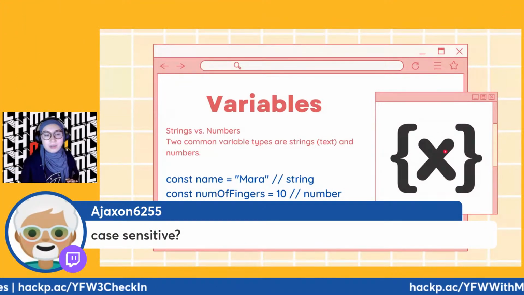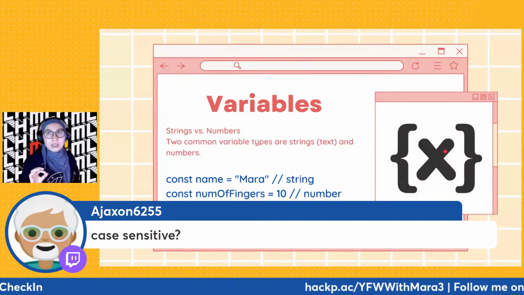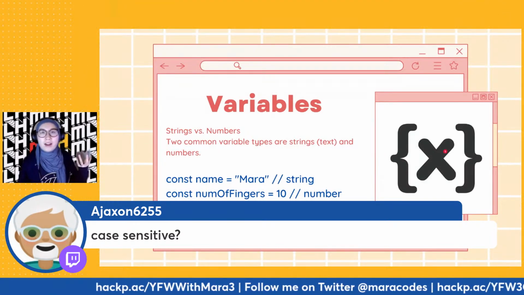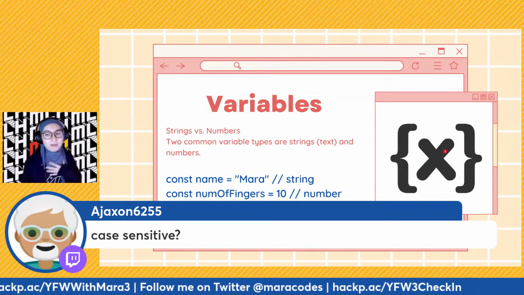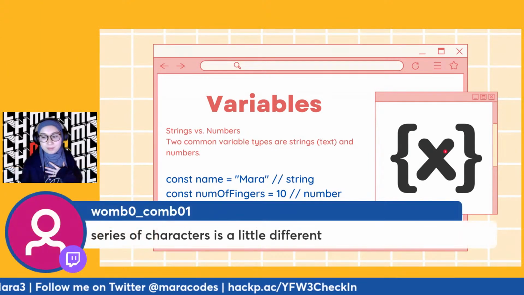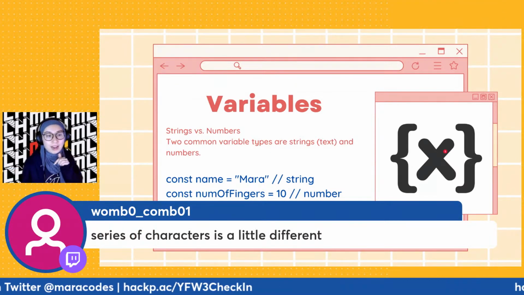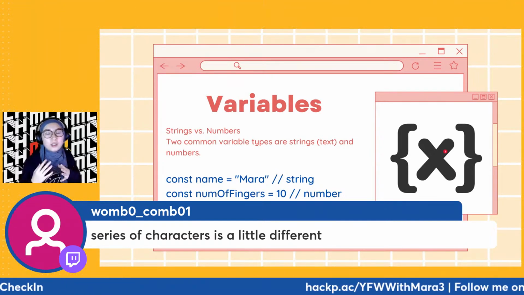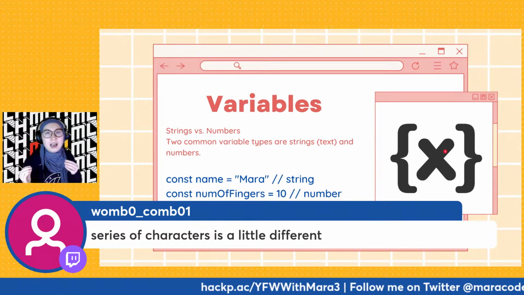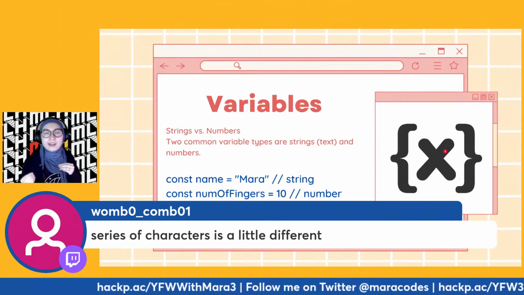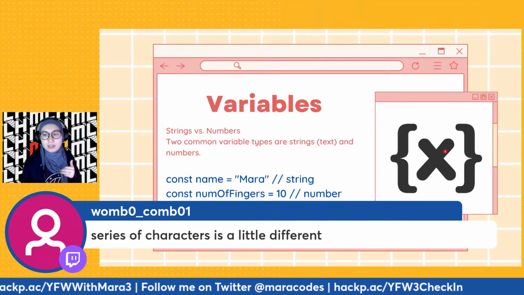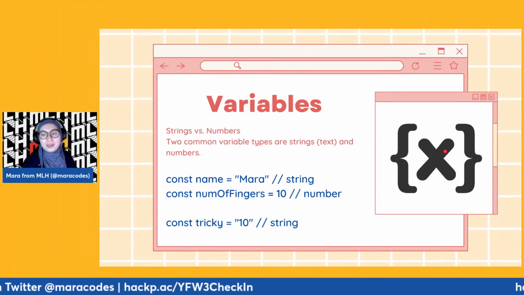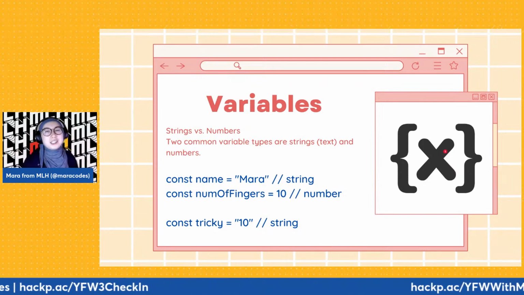Case sensitive, the variable, yes, it is case sensitive. So if you have capital M Mara, it's not equal to lowercase m Mara. Wombo combo is right. If you're thinking of an array of characters, I think in JavaScript it's not that big of a deal. But when you start going into other languages like C, char character is actually a different variable type. But if we're starting really simple, something really simple is essentially just text.